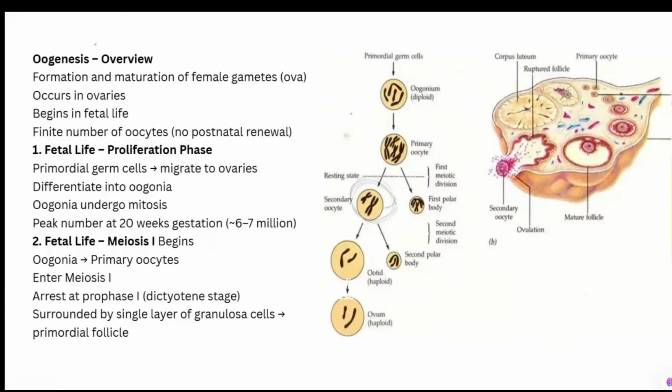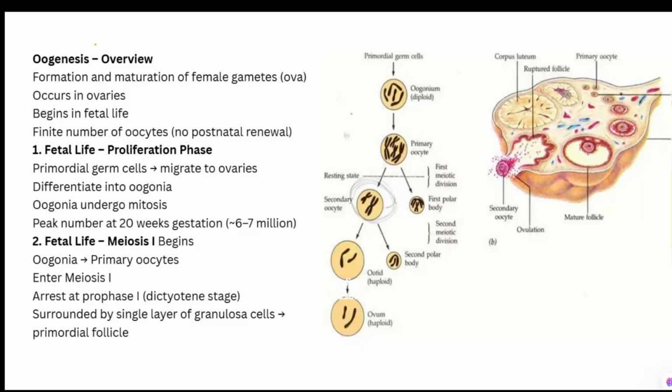Now coming to the oogenesis. Oogenesis is also similar to the spermatogenesis. However, there are little differences. It occurs in the ovaries and it doesn't get completed in the adult life. It begins actually in the fetal life. Another very peculiar thing about oogenesis: there is a very finite number of oocytes and there is no postnatal renewal. So whatever the number of oogonia which are present, they are present at the time of birth. There is no further division.